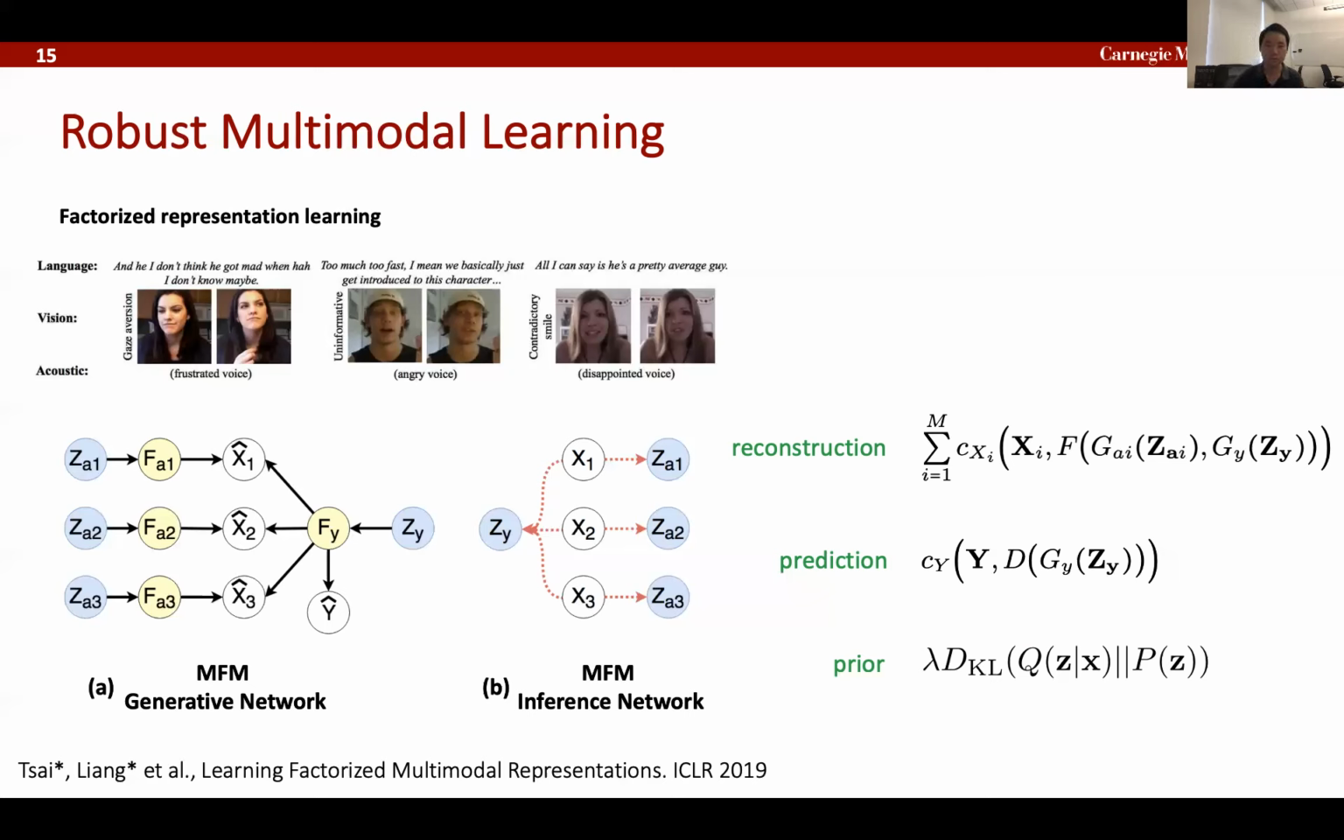We found that these factorized representations were more robust than entangled representations, where everything was encoded into a single representation. And at the same time, having a generative model paradigm allows us better interpretation and also inference of noisy and missing modalities.